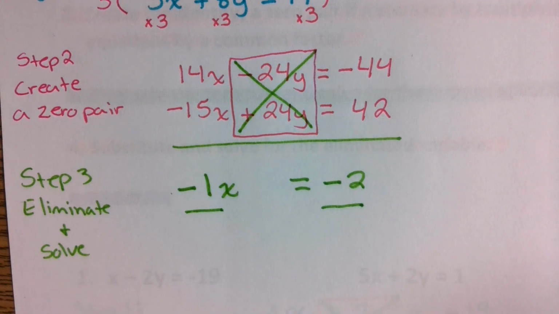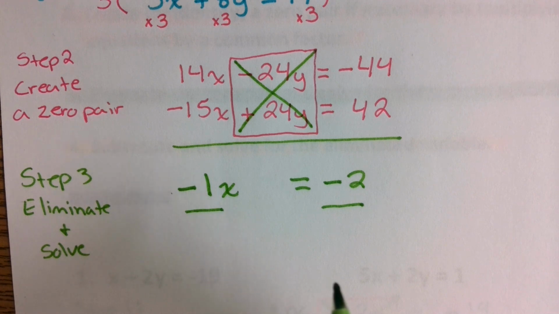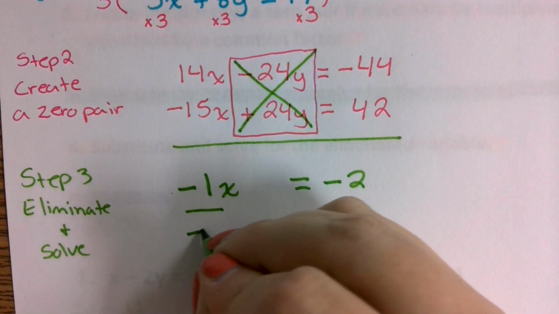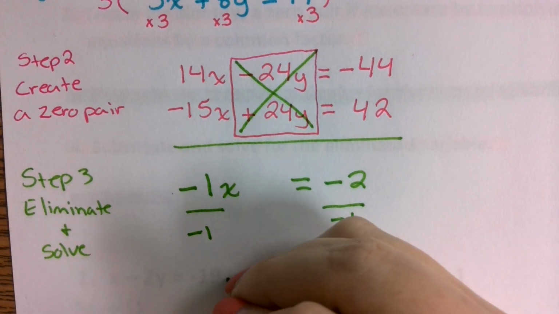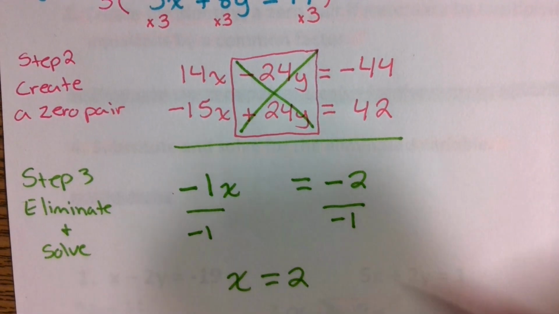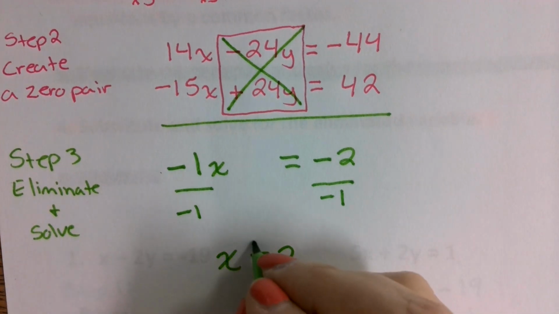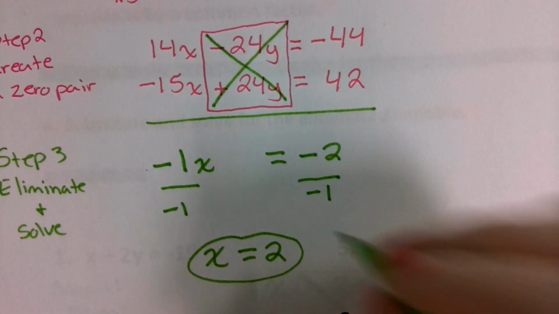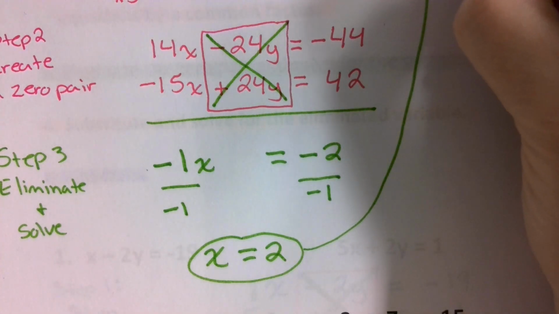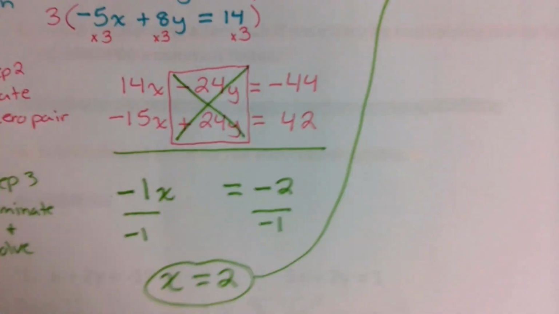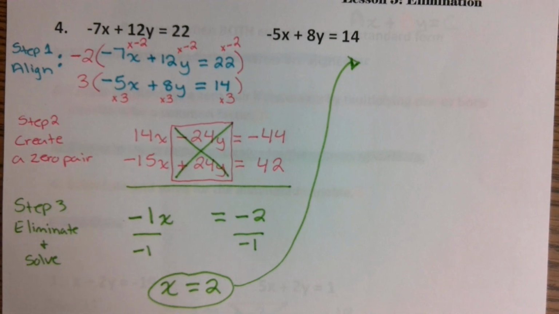And here's where a lot of you went wrong yesterday. When you had a negative coefficient and you were supposed to divide, a lot of you divided by the positive. In order to get x isolated, you have to divide by the entire coefficient, including the negative. Okay, so you got to divide by negative 1, and that becomes x equaling a positive 2. Okay, so we solved for x. We're now going to take that value of x and we're going to follow it up to step 4.